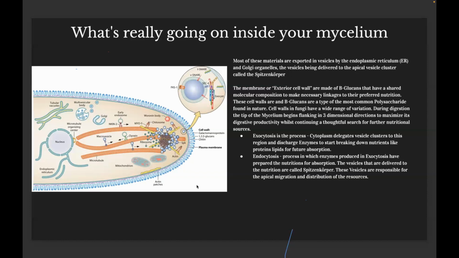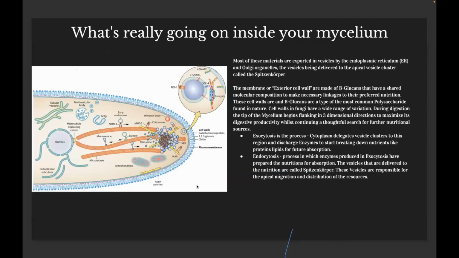And then in the next step, endocytosis is the process in which those enzymes produced in the first step have prepared the nutrition for absorption. So these vesicle clusters that are delivered to the nutrition are responsible for migrating that distribution of resources throughout the body.